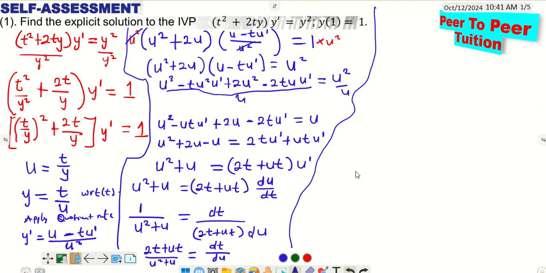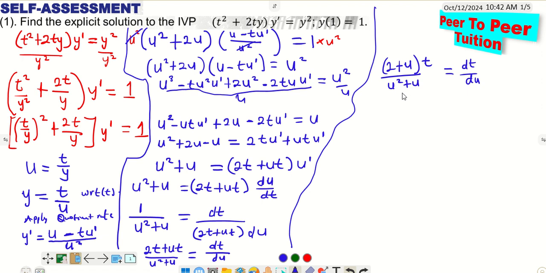So from here, you can see that there is t here and t here. So I can factorize the t out. So I'll get 2 plus u, multiplied by t, all divided by u squared plus u. U squared plus u should be equal to dt du.